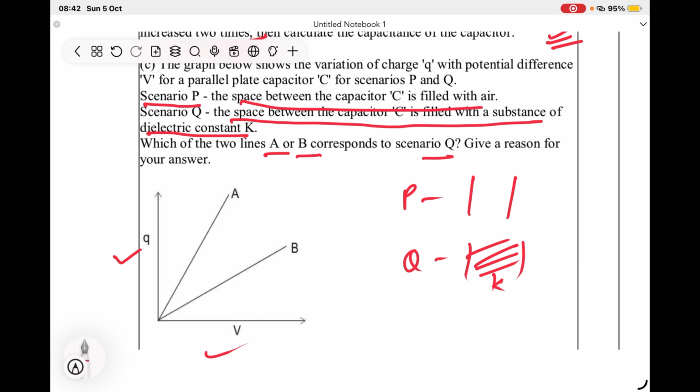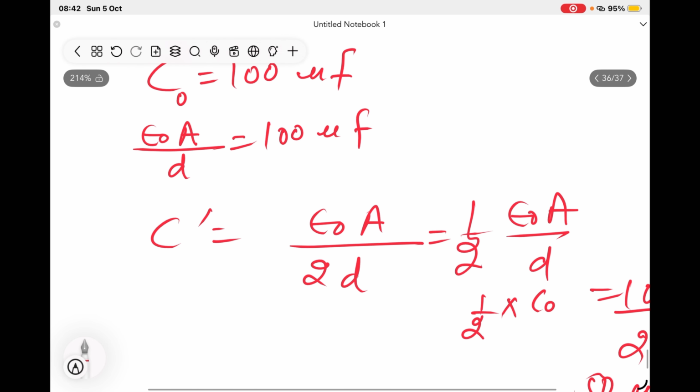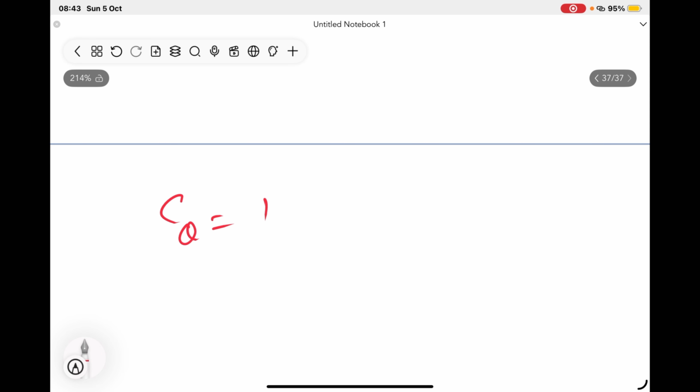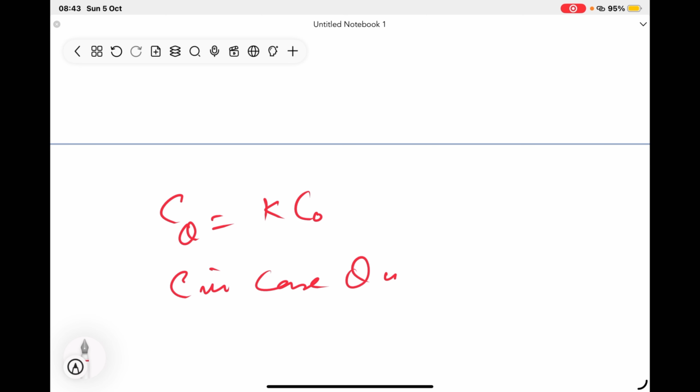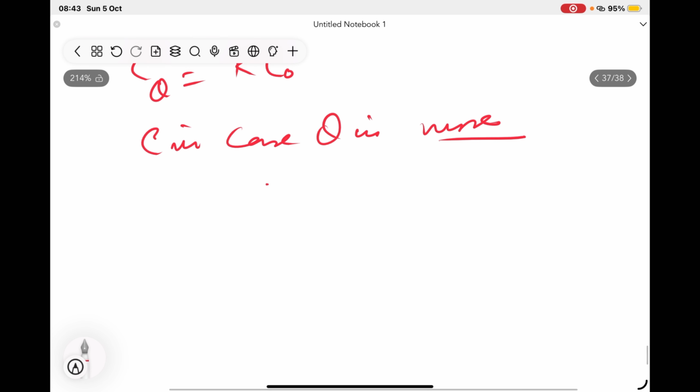So you should know that when the space is filled with the substance, the capacitance is K times. And when it is filled with air, then it is C naught only. So it means capacitance is more in case Q. We have to find out which one of A or B corresponds to Q. So we should write that capacitance in case Q is K times, so it is more. And now you should see the graph.